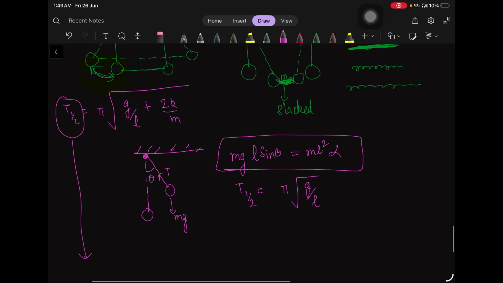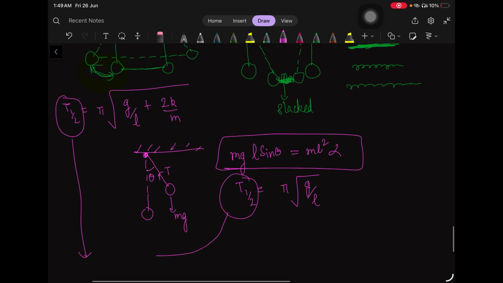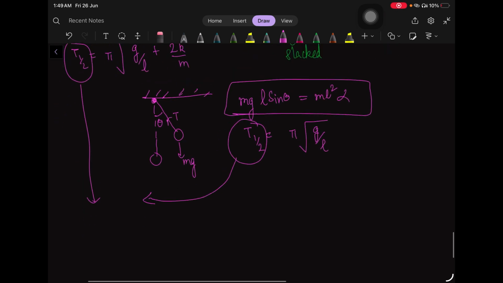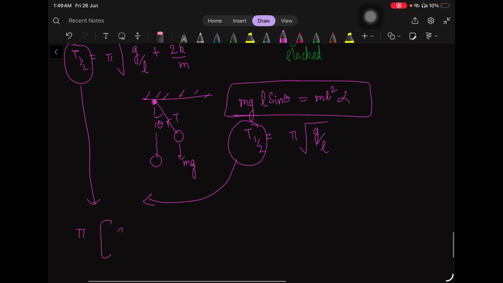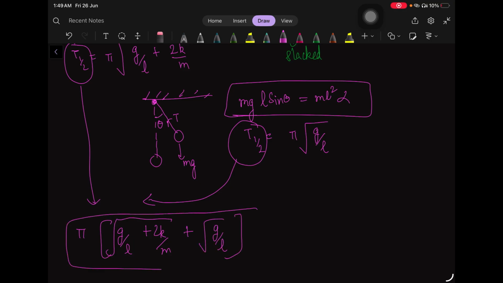So I will add this time period and this time period to get the total time period, which is equal to pi root of (g by L plus 2k by m) plus pi root of g by L. So this is our answer.